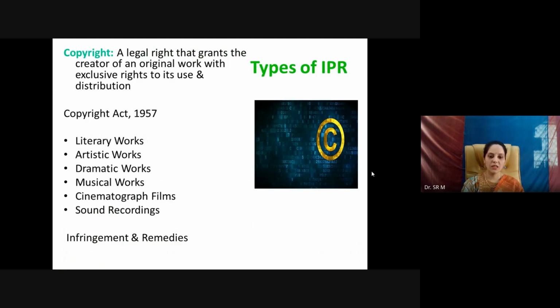Okay. So there are several types of IPR, and each of them is designed to protect different forms of creative and innovative work. Let us discuss one by one. So copyright is nothing but a legal right which grants the creator, as I told you, creator, inventor, owner, everybody means the same. Whoever is the creator of an original work will be granted the exclusive right to its usage as well as its distribution. In India, copyright protection is governed by the Copyright Act 1957.